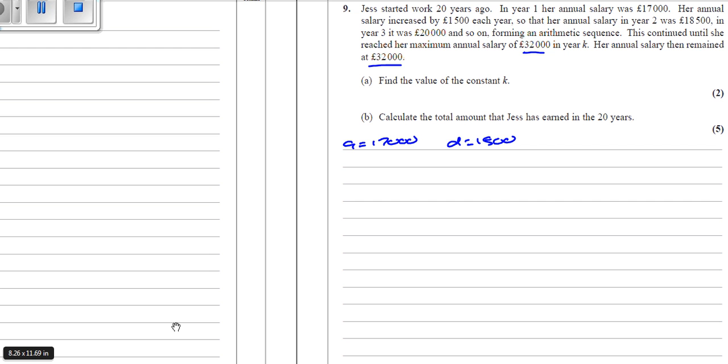So year 1, year 2, and then year K. So K here is our value of n. So we're going to say that A plus n minus 1 times the difference, so some term in the sequence, will equal 32,000. We've got to work out what is the first time it reached 32,000. So we're going to write down that 17,000 plus K minus 1, wouldn't really matter if you use n, times the difference, which is 1,500, equals 32,000.